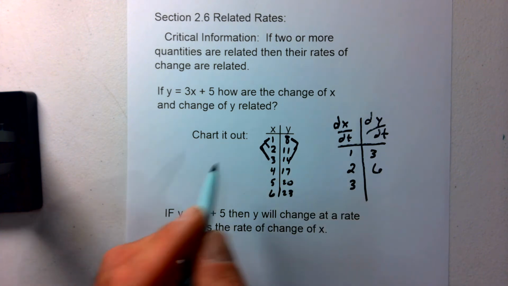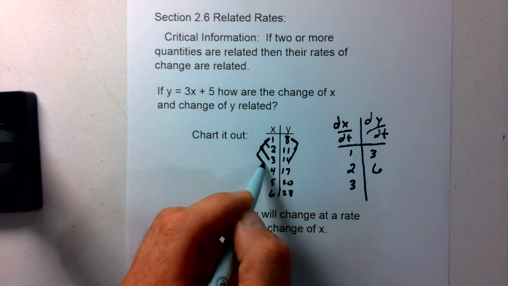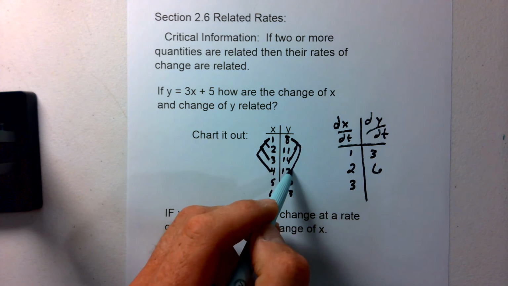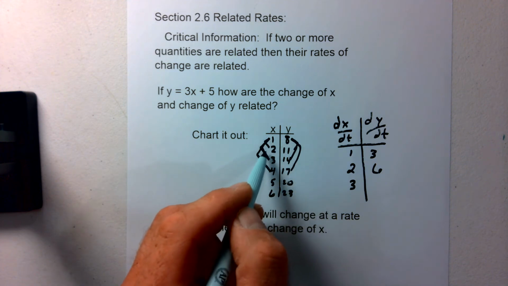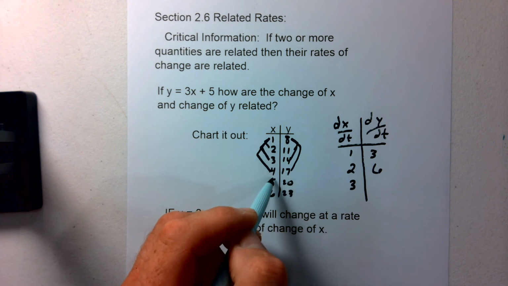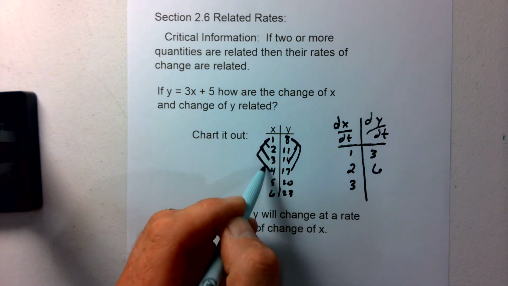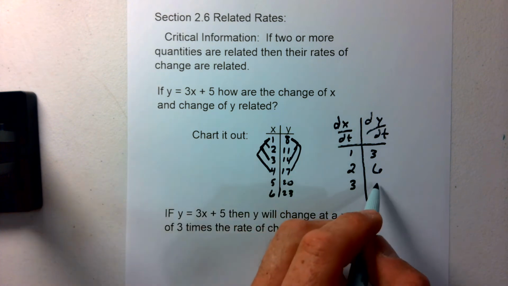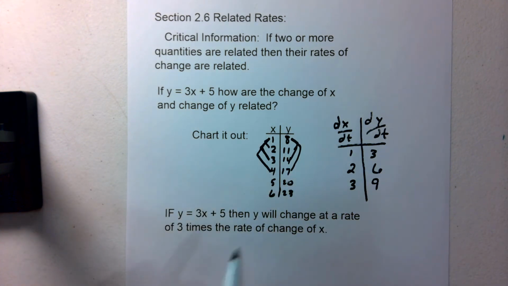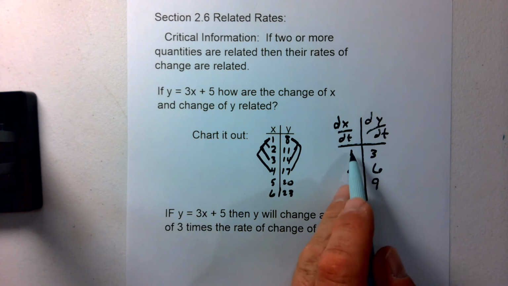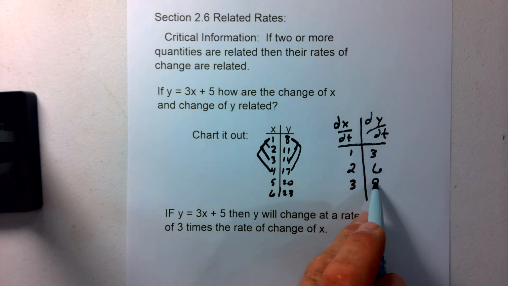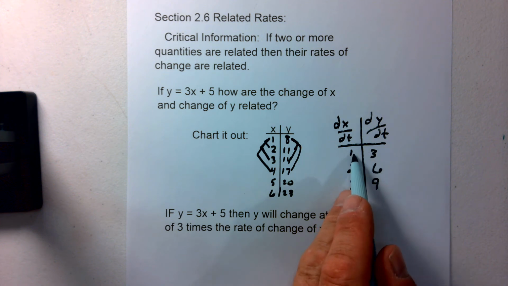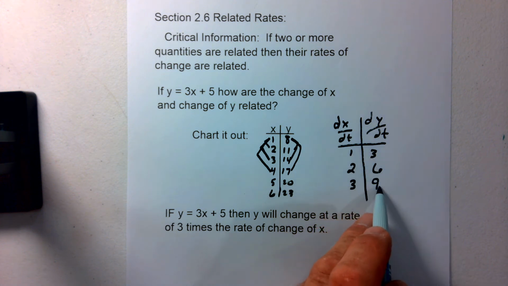What happens if we change by 3? So now we go from 1 to 4. There's our change of 3. And our y's change by 9. It doesn't matter, again, where we go, maybe 2 to 5. 2 to 5 is a change of 3. We would go from 11 to 20. That's also a change of 9. So we can see that we have a relationship between dx/dt and dy/dt. We can multiply our dx/dt by 3, and it gives us our dy/dt.